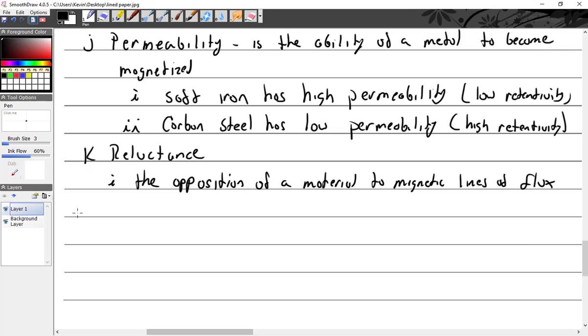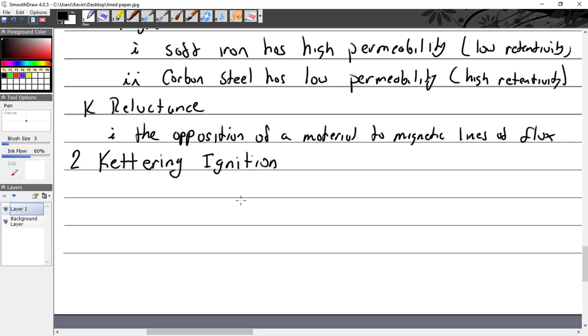All right, let's talk about ignition systems. The Kettering ignition. Well, one of the easiest ways to explain any type of ignition system is to start with a Kettering ignition system, also known as a battery ignition system.